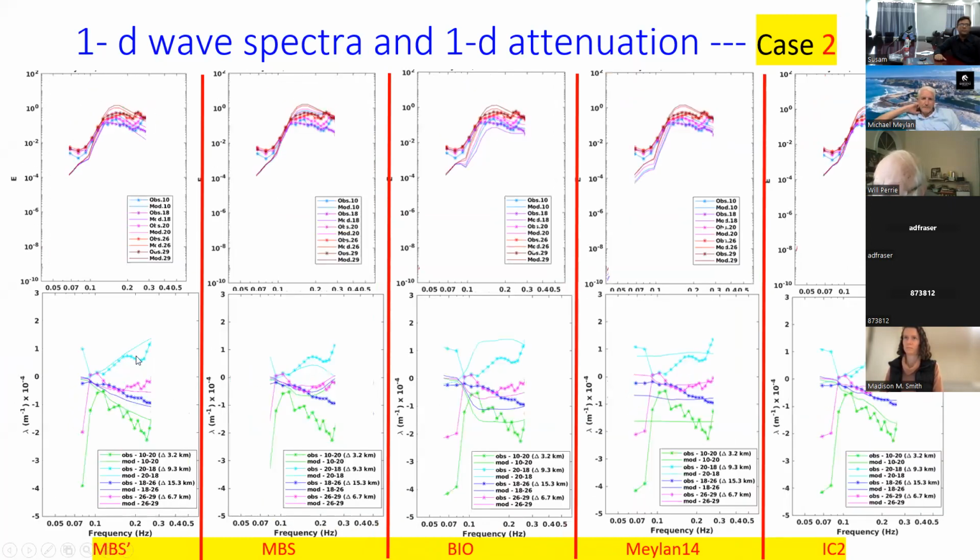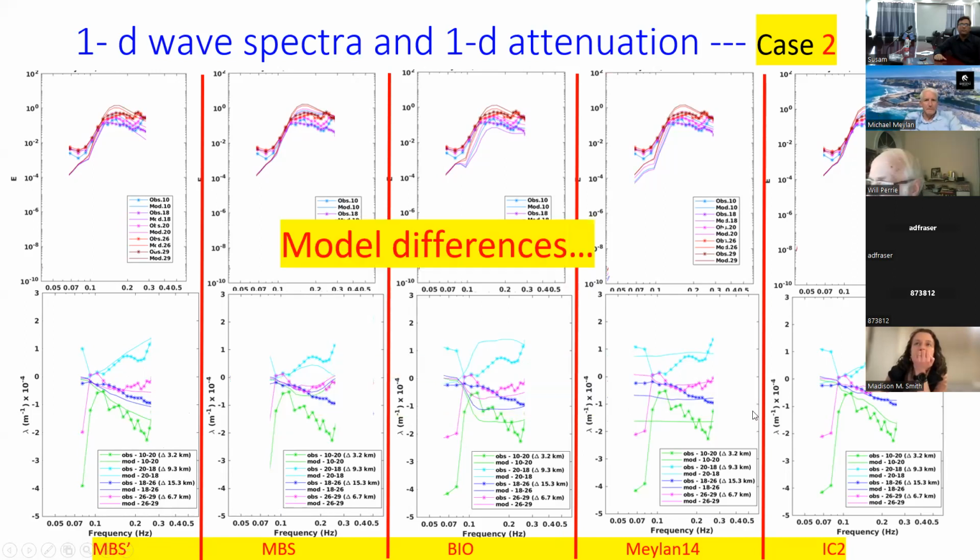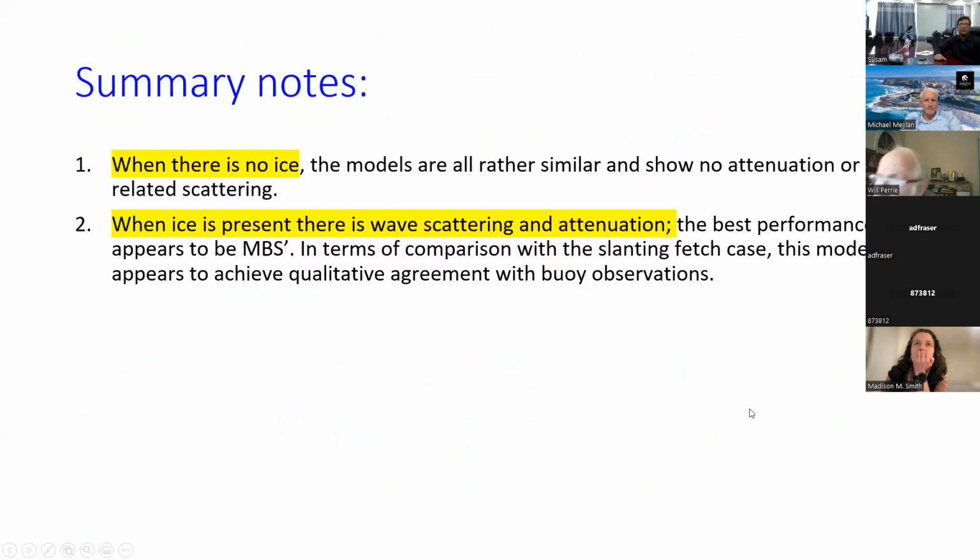So here's case 2, the slanting fetch case, the sort of demanding case. I'm always kind of thrilled by MBS prime because it could match all the different combinations of buoys in terms of their attenuation, and it did better than the other models. So that's about what I got to. When there's no ice, the models all look good, and that's a good thing. They should. And when there is ice present, it looks like MBS prime is the one to put your money on. Thank you.